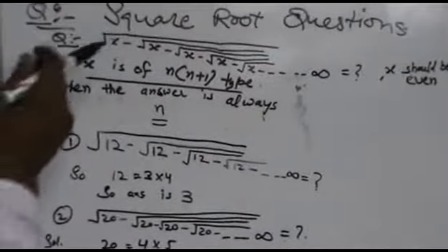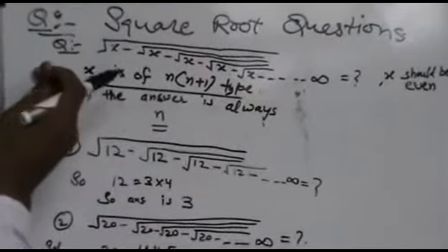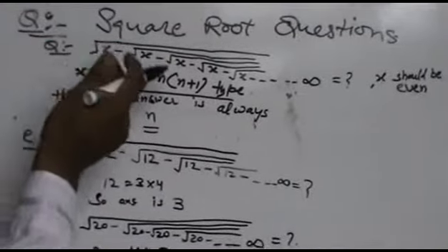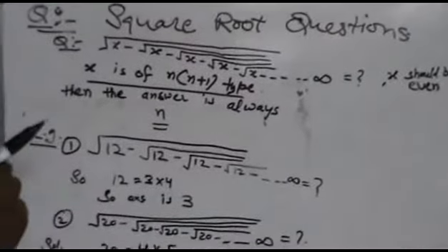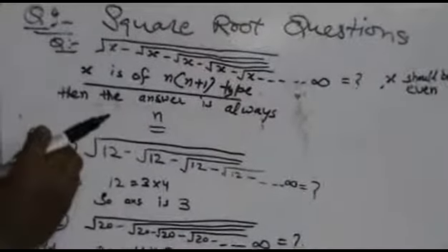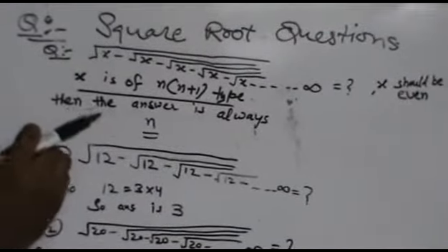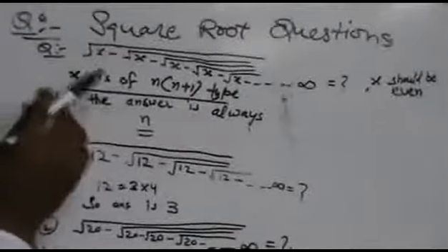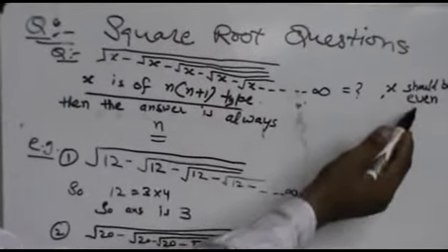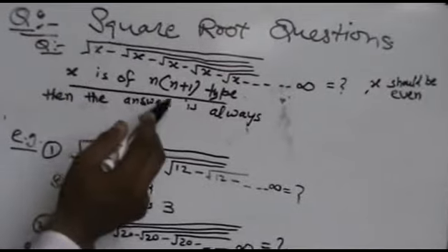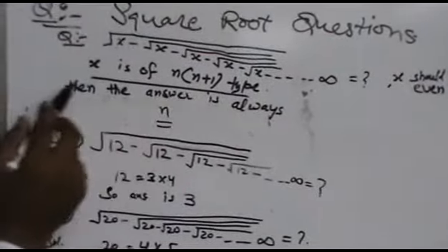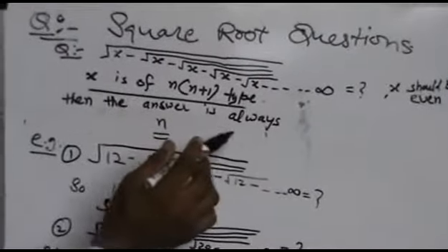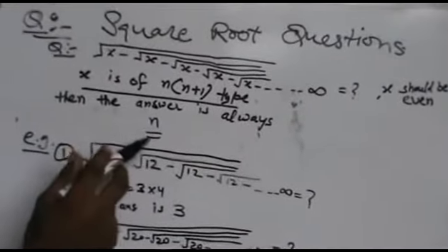If you solve it individually, under root x is a heavy term, and then I'm doing it again, meaning up to minus form it cannot be solved. So the very shortcut method of this kind of question I'm going to discuss here. In this kind of question, x should be even and x should be of n into n plus 1 type. The shortcut trick is that the answer is always n.